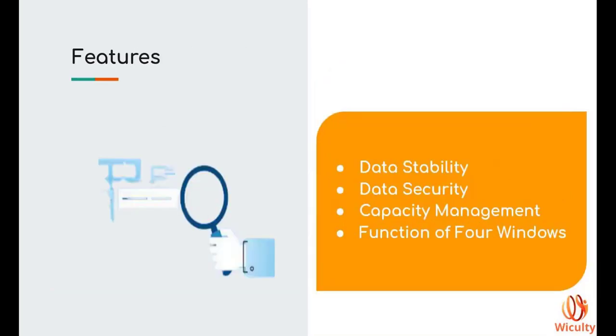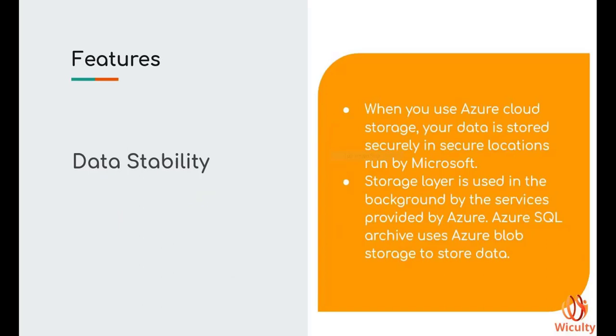As every good service provider provides great features, Azure also helps its users and developers with some great features which help run the workload more efficiently. Azure offers four main features: data stability, data security, capacity management, and function of four windows. If we talk about some great features, the priority goes to the stability of the data.